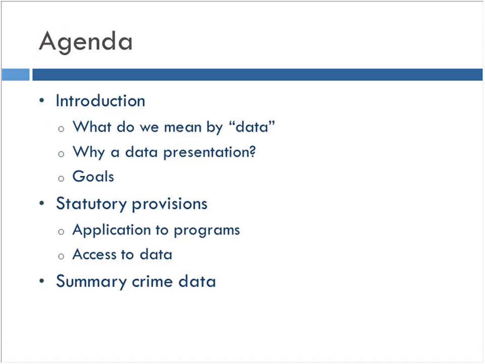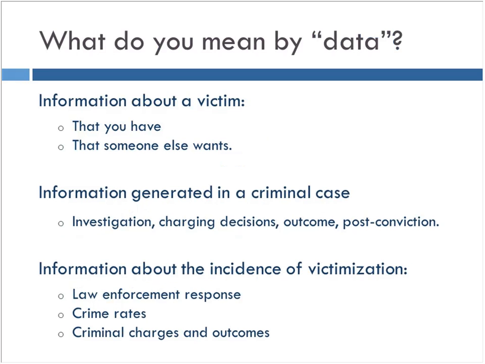Let's just go back to the rules and frustrations for the day. So today we're going to talk about data, do a little introduction about what we mean by data. We're going to talk about the statutory provisions that apply to advocates and their programs and your ability to access data. And at the end, we'll just talk about summary data. By that, we mean how do you get information about the incidence of crime in your community, to get summary statistics about arrests, convictions, those type of things.